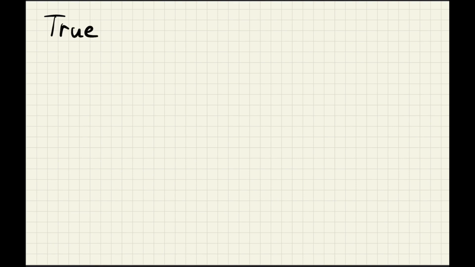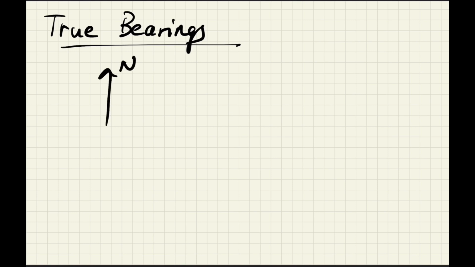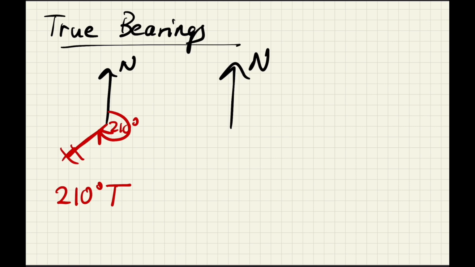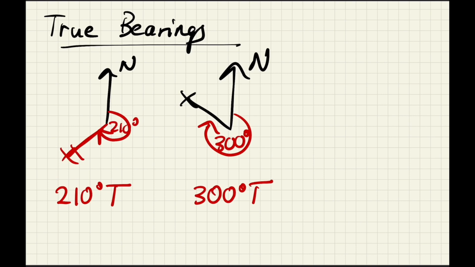Now let's have a look at true bearings in a little bit more detail and have more practice drawing some examples. Let's say that's north, and let's label point X here, and let's say this angle is 210 degrees. The way I will write the bearing of point X from north is 210 degrees T. What if I had north and this time I'm going up over here, and let's say this angle here is 300 degrees? Exactly the same thing, 300 degrees T.